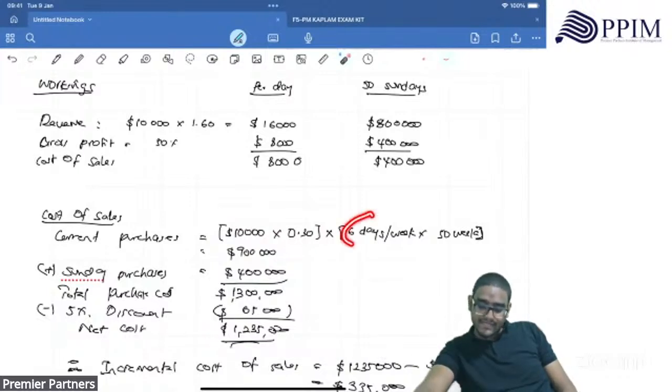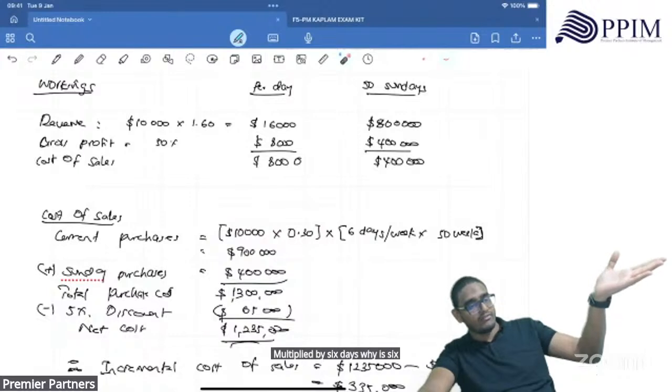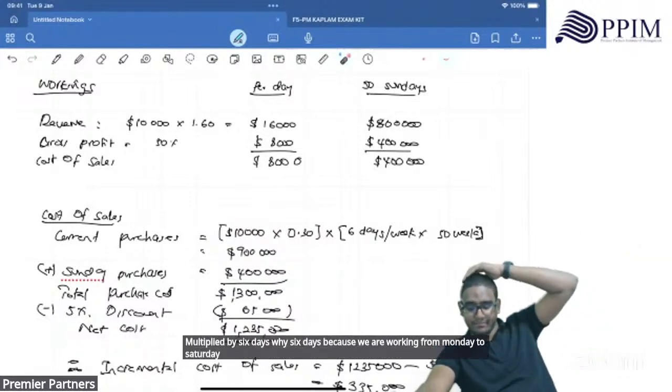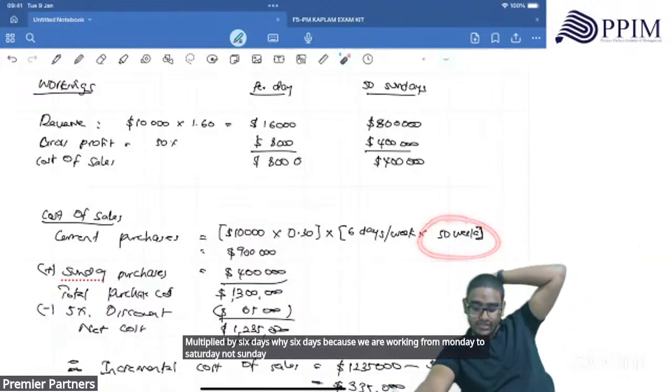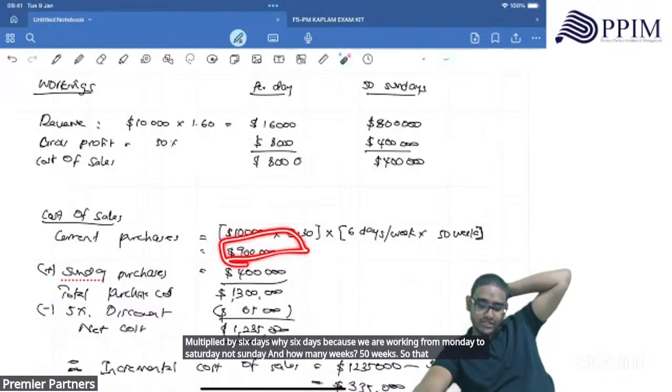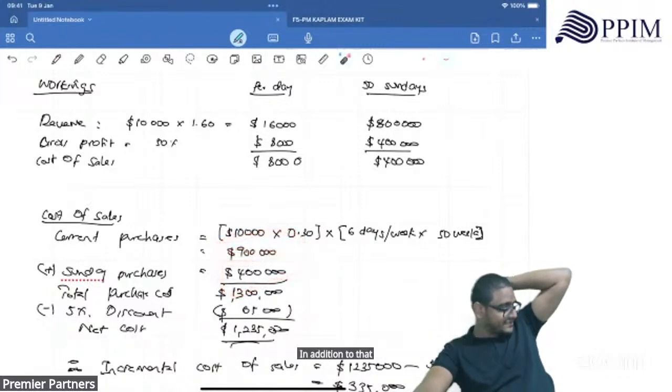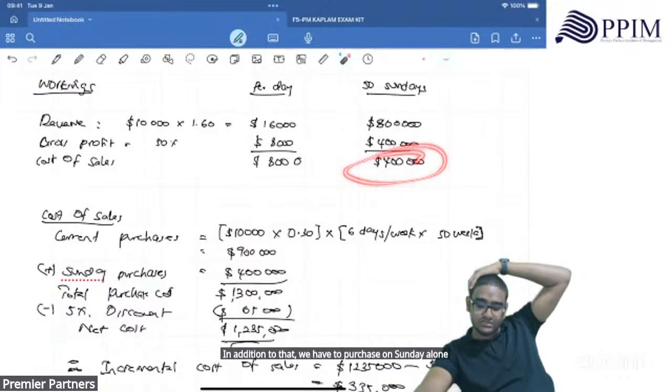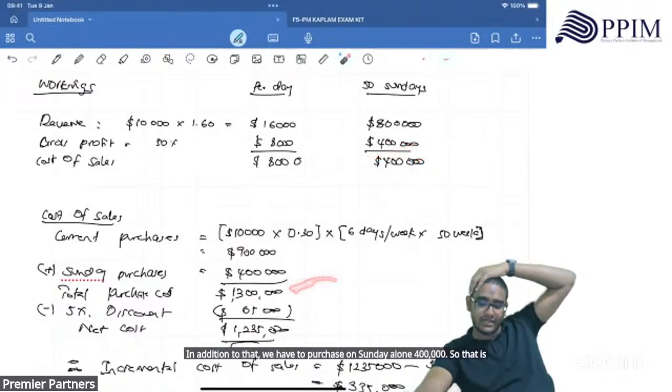Multiplied by 6 days. Why 6 days? Because we are working from Monday to Saturday, not Sunday. And how many weeks? 50 weeks. So that's a total of 900,000. In addition to that, we are going to purchase on Sunday alone 400,000. So that is a total of 1.3 million.